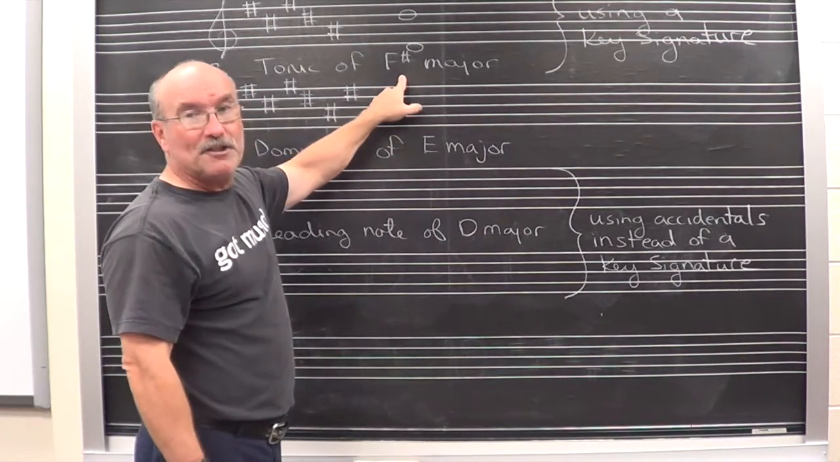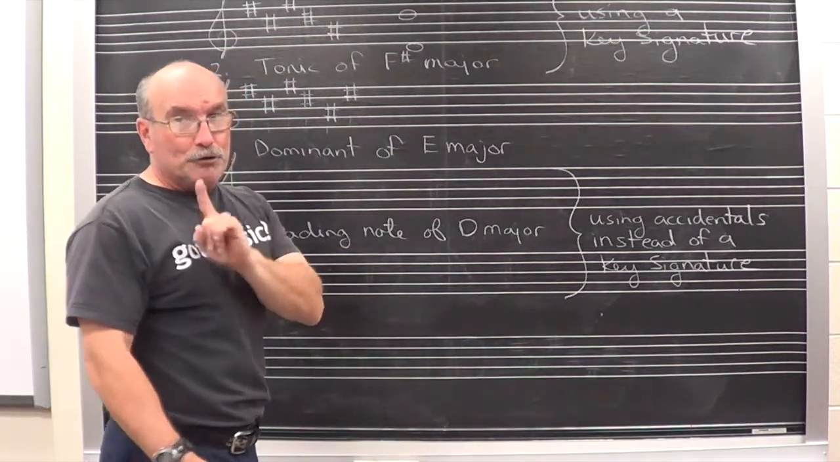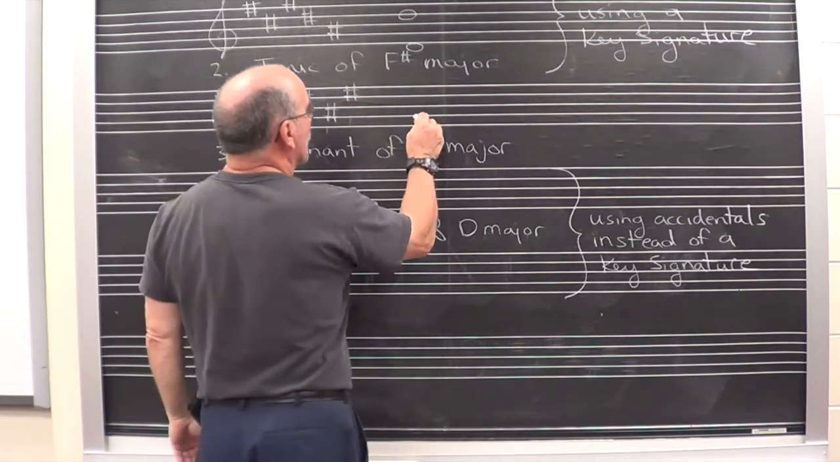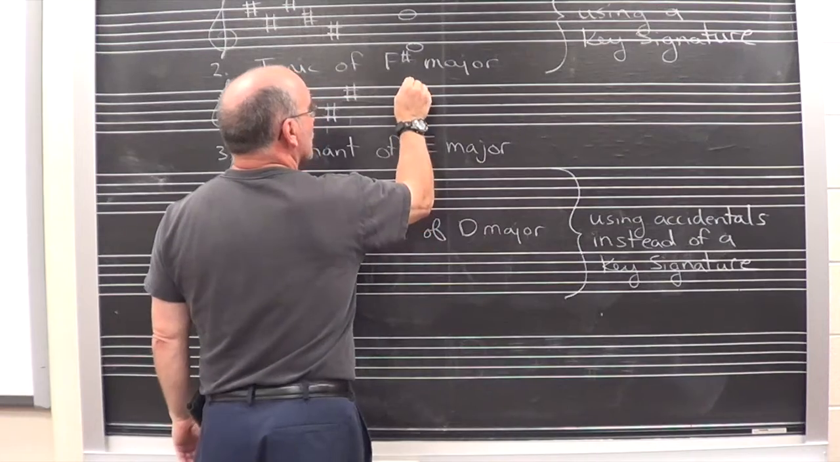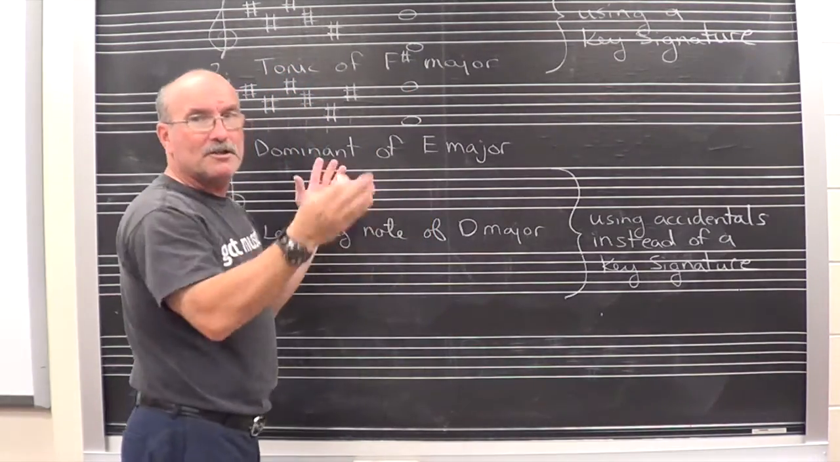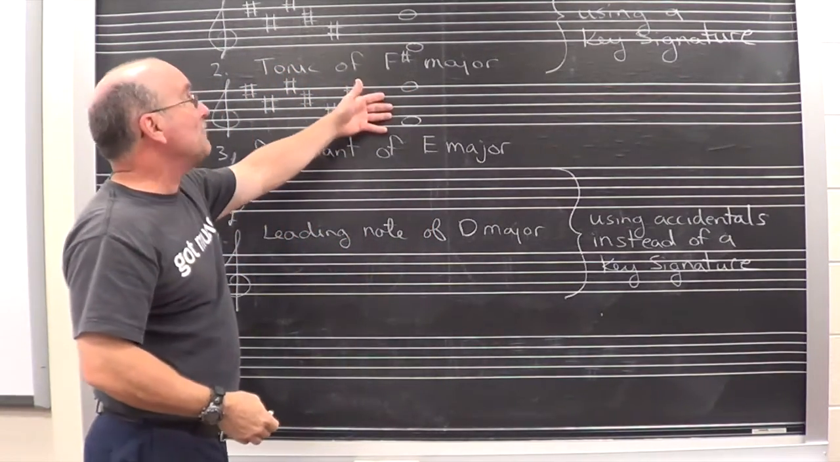So if they want the tonic of F sharp major, then the tonic is F sharp. You don't need to put the accidental or even worry about it. You just put the note. You can put it there or anywhere that you want. It doesn't matter. I'm just giving you options.